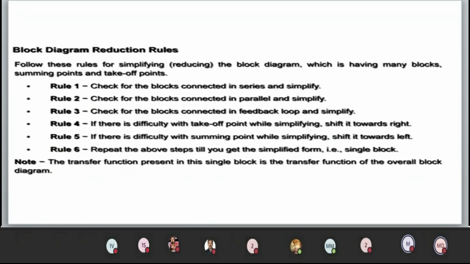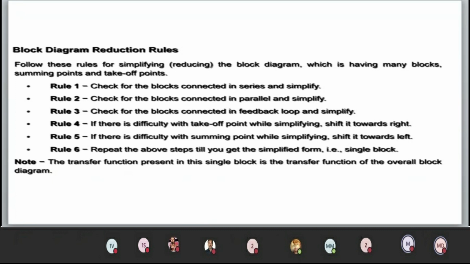Okay. So we have discussed certain basic rules for block diagram reduction. Let us once again go through some of the more important rules. Rule 1, check the blocks connected in series and simplify. Check the blocks connected in parallel and simplify. Connected in series means cascade. Connected in parallel means feed forward.